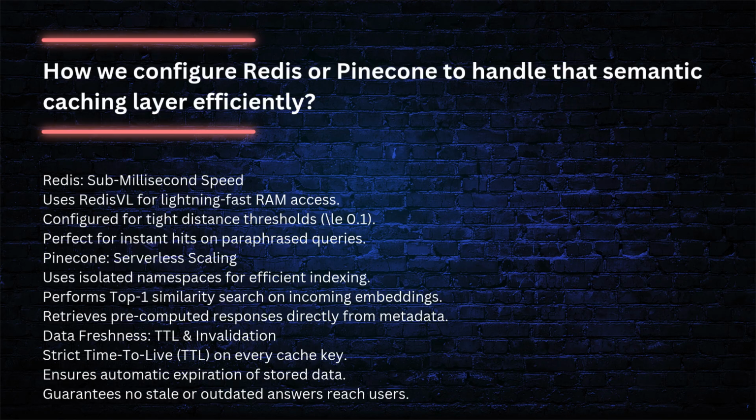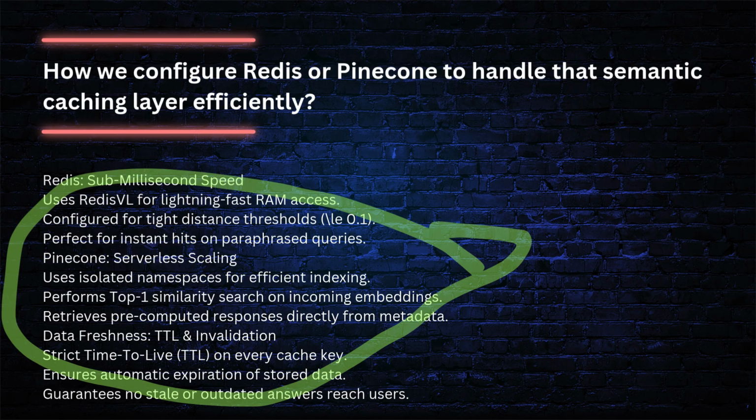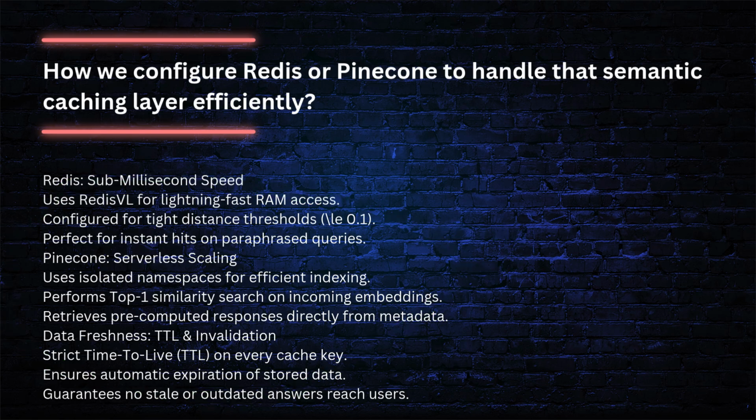For Pinecone, we set up a dedicated caching index or an isolated namespace within an existing index. The incoming query is embedded and we execute a top 1 similarity search. If the score clears our confidence threshold, we immediately pull the paired text response from the vector's metadata. For TTL invalidation, we attach strict time to live values to every stored cache key. This forces automatic expiration and guarantees the model does not continue serving stale, outdated answers to the end user.